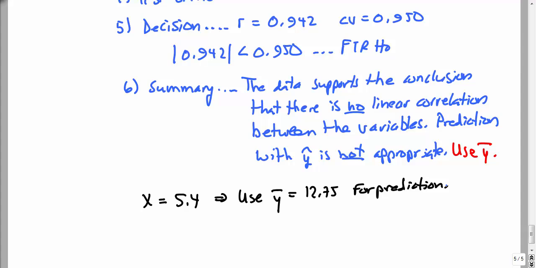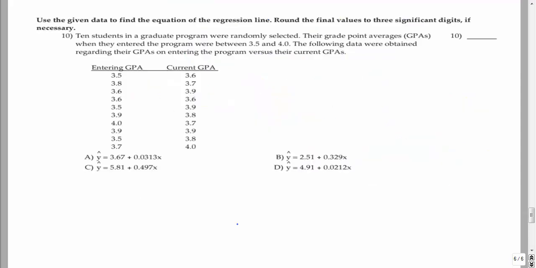Okay, so next we're going to look at number 10, where we're going to be working with some regression. This problem is pretty straightforward, but as usual we want to read through the directions at the top. It says use the data to find the equation of the regression line. Round the final values to 3 significant digits if necessary. We have 10 students in a graduate program that were randomly selected, and their grade point averages were recorded when they entered the program, which is our first column, and their current GPAs, which is right here.